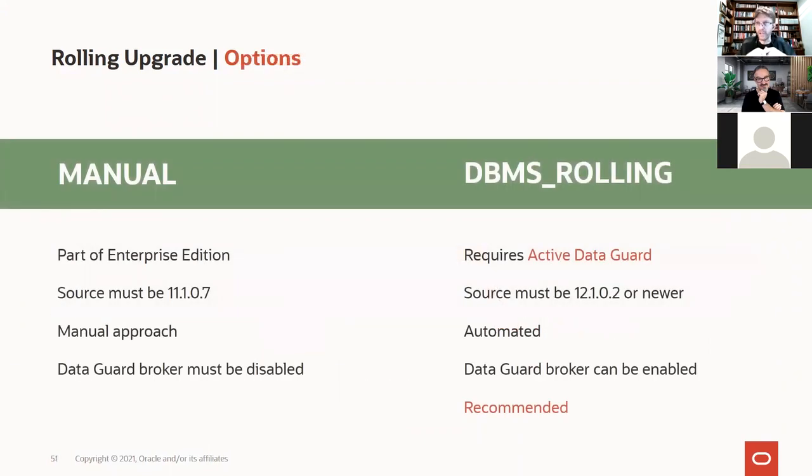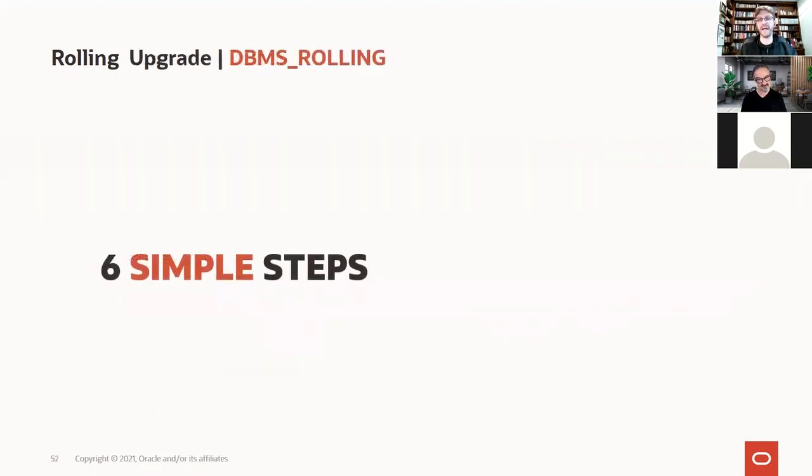Now, you can do it manually, and this is a very long and tedious way to do it. If you have Active Data Guard, and I will not start explaining how I like Active Data Guard and how you can have a super good return on investment with it, but if you have it, you can use DBMS_ROLLING. It is a PL/SQL package that we do recommend for these rolling upgrades, which you can run in 6 simple steps.